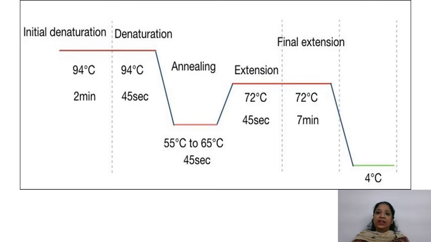The key to PCR is the repetition of denaturation, annealing, and extension steps. This is done in a loop, typically for 25 to 35 cycles, and each cycle doubles the amount of DNA. As a result, you end up with millions or billions of copies of target DNA in just a few hours.